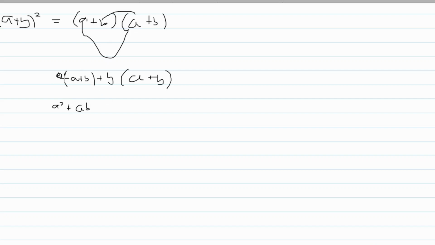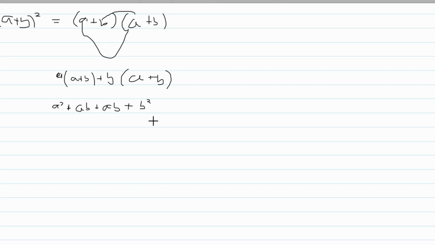Then I am done with expanding this bracket. I'll come to the next bracket. Before that, there is a positive sign here. So plus b times a will give me ab. Then b times b will give me b squared. Right, so after we are done with this, the next thing for us to do is to look through the expansion and see whether they are like terms.